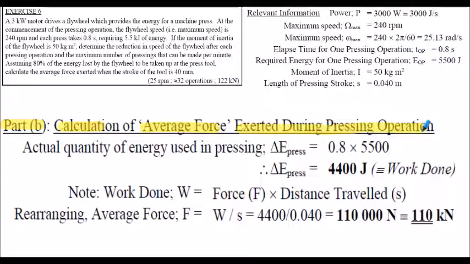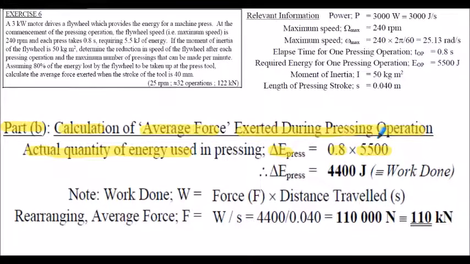And finally, part B of the question, we're asked to calculate the average force exerted during a pressing operation. Well, the actual quantity of energy used in the pressing, the delta E, is going to be the 5,500 applied from the flywheel multiplied by 0.8. Note that the 0.8 in this calculation relates to the assumed 80% of the energy given up by the flywheel is actually taken up by the press tool. So the 0.8 relates to the efficiency of the transfer of energy from flywheel to press tool.